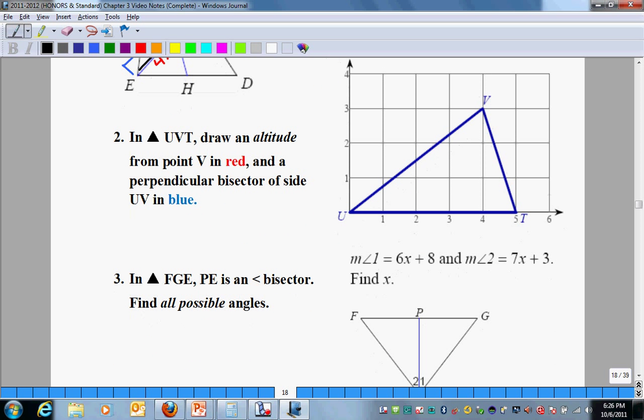It says in triangle UVT, draw an altitude from point V in red and a perpendicular bisector of side UV in blue. Let's do the altitude first. Altitude goes from corner to a right angle, R with a circle means right angle. So we're going to go from V to a right angle. That's going to be our altitude.